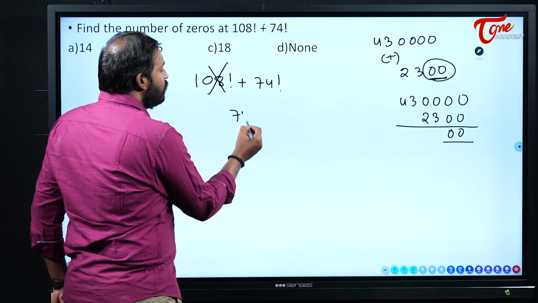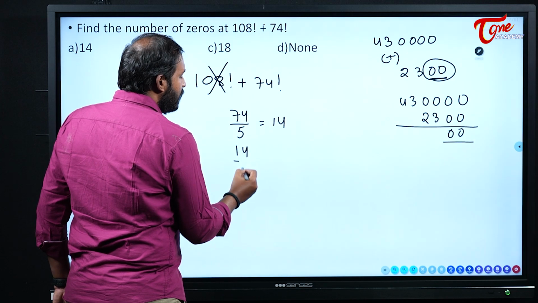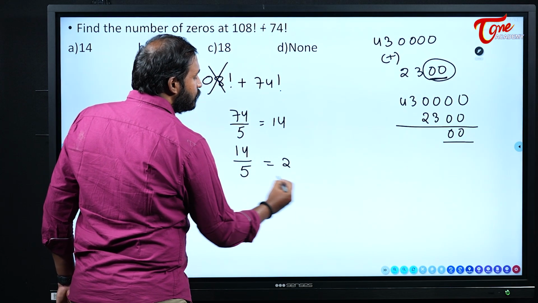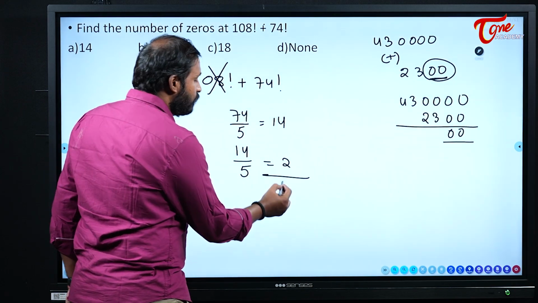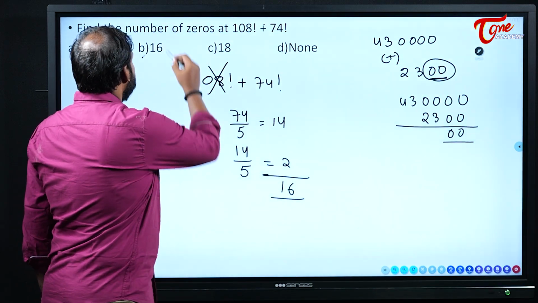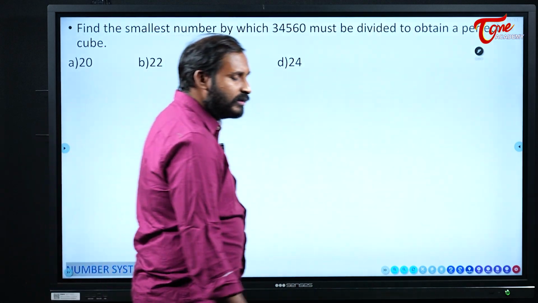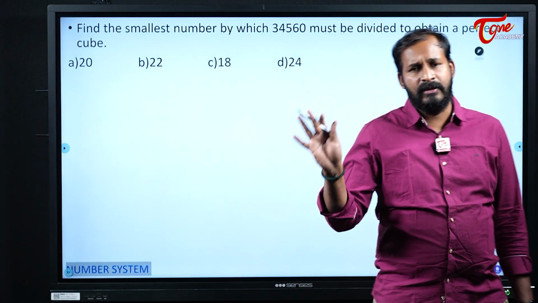So 74 by 5, that is 14. 14 by 5, the quotient is 2. So we will get the number of zeros here as 16. The answer here is 16 for us. What is the smallest number? Okay, right? With this we have solved some of the number of zeros concept.